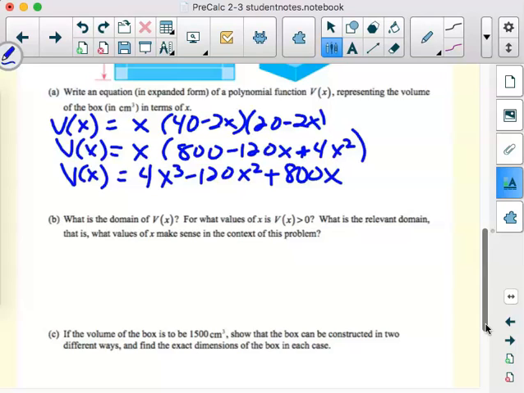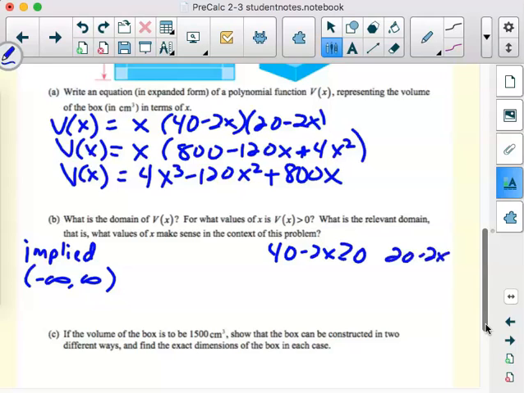So the relevant domain. The implied domain with this one, just like it was with the other one, would be negative infinity to infinity. But we know you can't have a box with negative sides. So we know that we have to go ahead and figure out, when is 40 minus 2x greater than or equal to 0? When is 20 minus 2x greater than or equal to 0? So that we can figure out what that upper value for our domain should be.